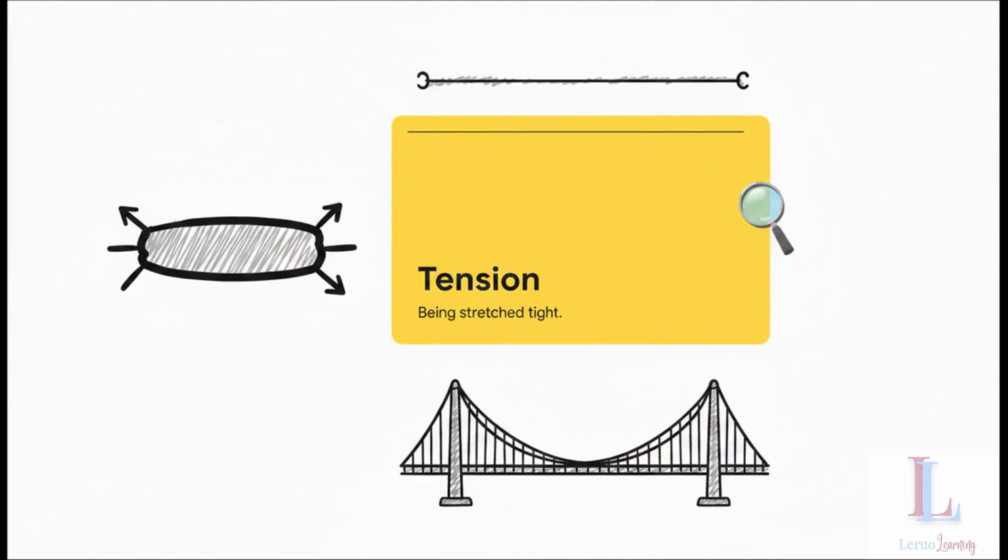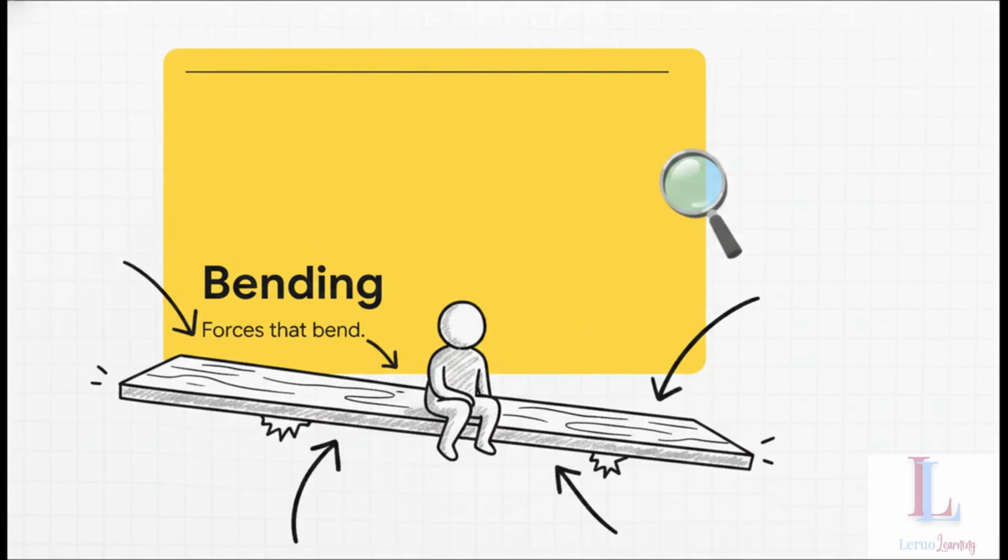Now, the exact opposite of that is tension. This is the force of being stretched incredibly tight. Think of a massive suspension bridge hanging over a bay. Those giant steel cables are locked in a permanent, ongoing fight against tension, which is literally trying to pull the material apart. Then we have bending.